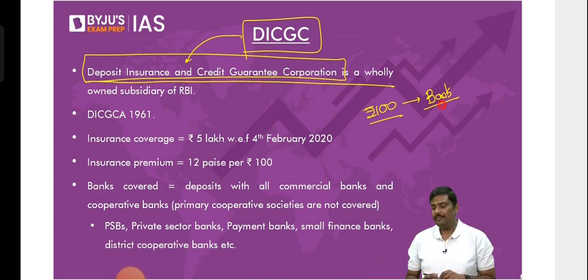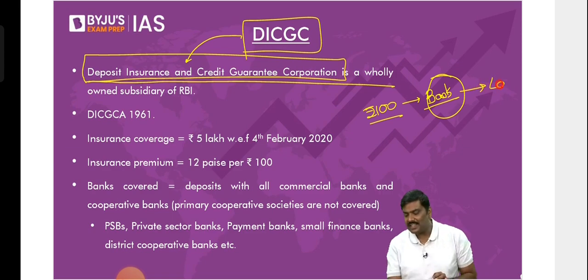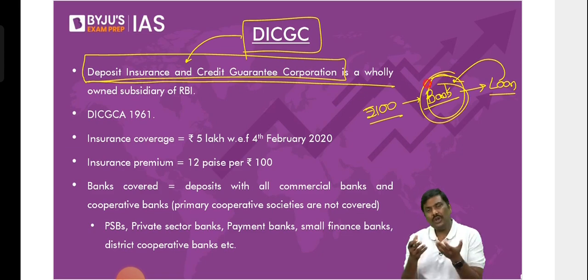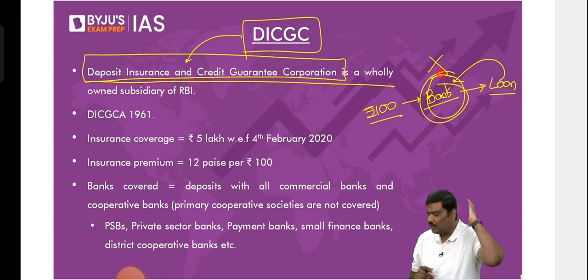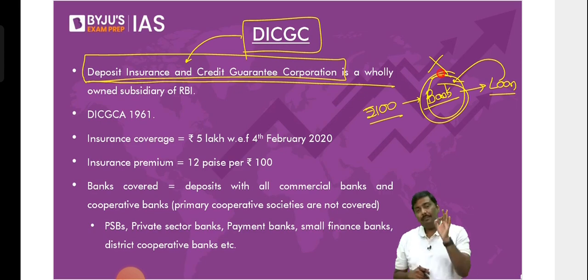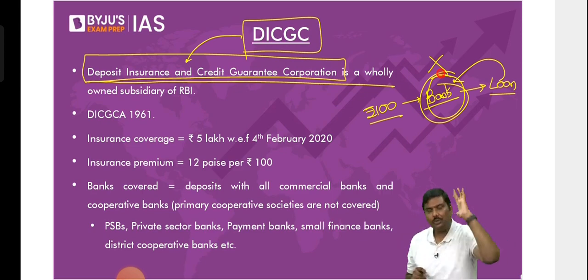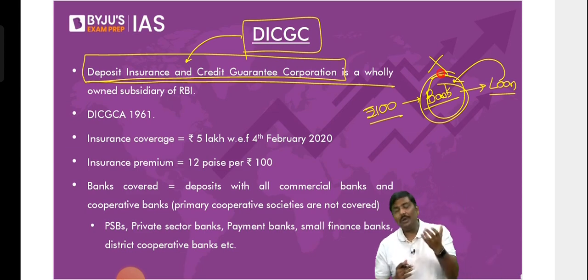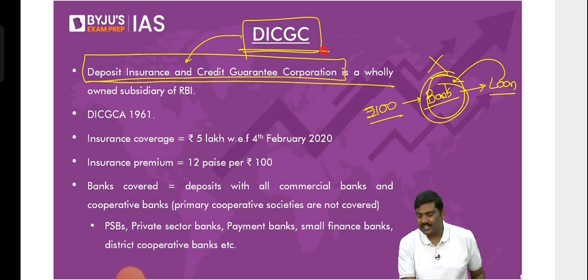Now have a look at this very carefully. What if the bank takes your 100 rupees and gives it as a loan to a company? The company incurs a loss and is unable to pay the amount back to the bank. The bank now incurs a loss. Is it okay if I say that the bank will not have any money to give your money back to you because the bank has incurred a loss? The bank is shutting down now. What will happen to your deposit? That is where the DICGC will come into the picture.